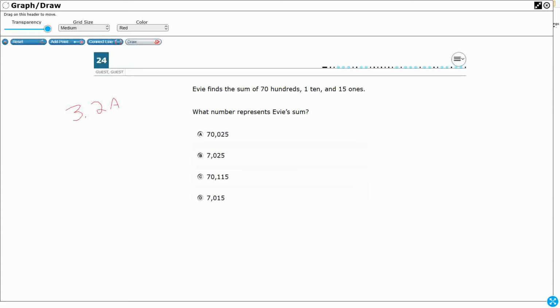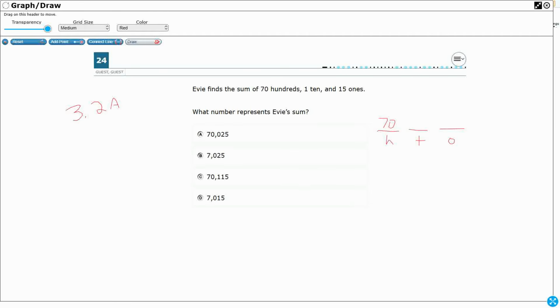And we need to find out what this could be. 70 hundreds. That's interesting. All right, so if I take my hundreds, I'm going to take my place value chart. Okay, so I've got 70 hundreds. Well, I can't put 70 right there. This is my hundreds, my tens, my ones. You can only put one digit in each.